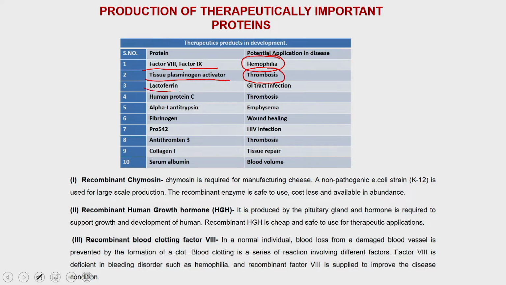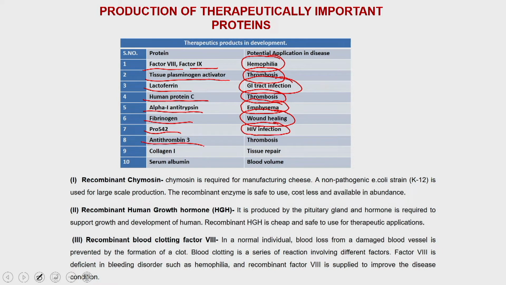Then you have lactoferrin. Lactoferrin works in the case of GI tract infections. Then you have the human protein C, which also plays a crucial role in the case of thrombosis. Then we have alpha 1 antitrypsin, which is being used in emphysema. Then you have fibrinogen. Fibrinogen is required for blood clotting, so you have to use it for wound healing. Then you have the Pro 542, which is required for HIV infections.